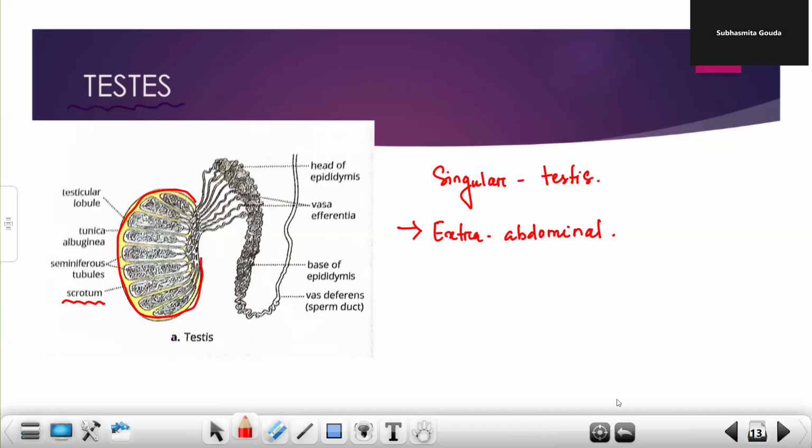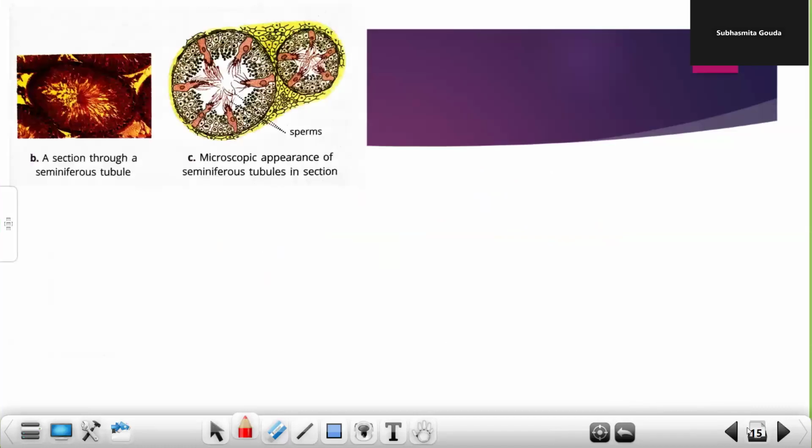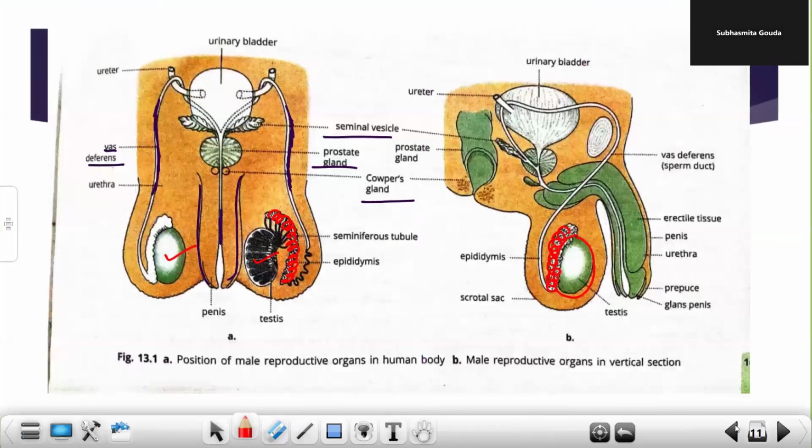Next, it is also divided into two parts. Means the right and the next one is the left. Means this type of structure is there. One is on the right side and the other one is the left side. This is the right side and this is the left side. The two testes are present in each scrotum. Okay, and each lies in its own cup, and in between there is the muscular septum.